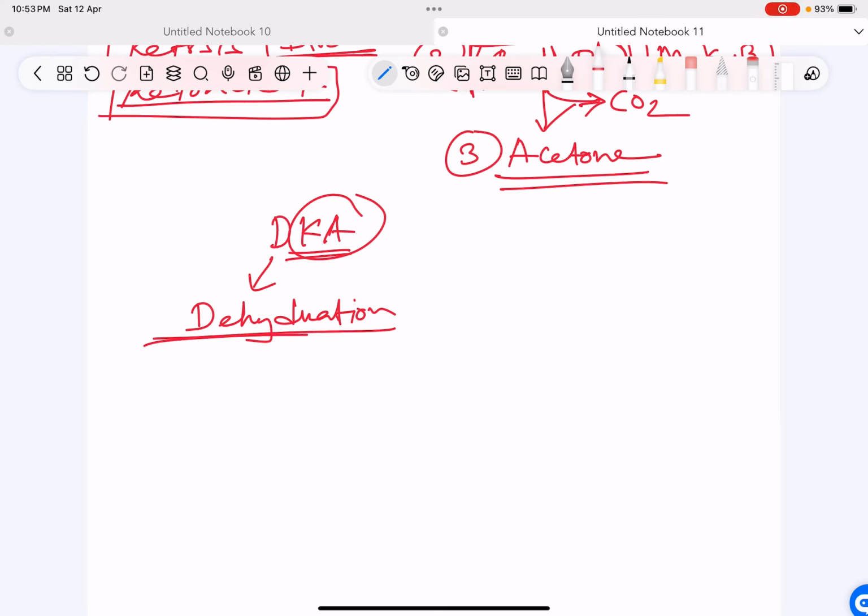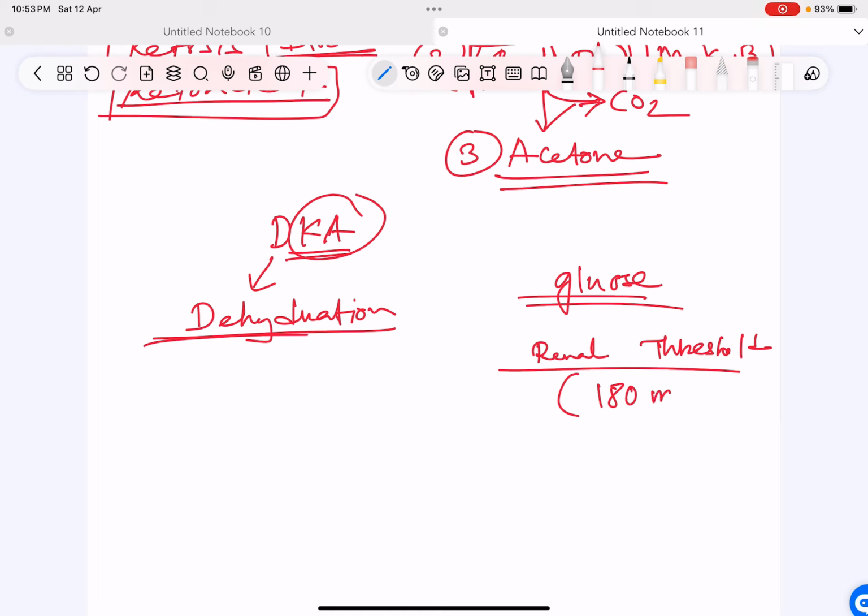Why is there dehydration in this patient? See, a lot of glucose is getting excreted by the kidney because it crosses the renal threshold. What is the renal threshold for glucose? Remember, if you don't remember, I'll write it. It is 180 mg per dL.